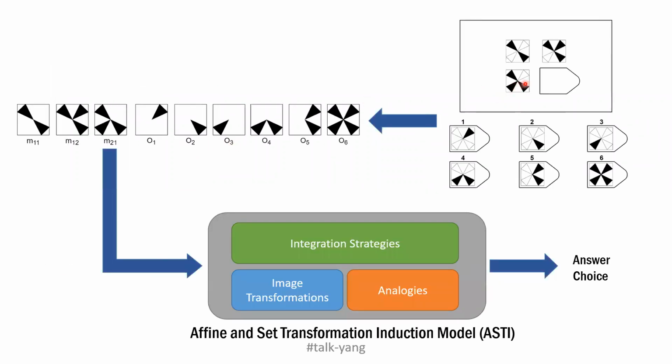So here is an overview of our system. We first take the scanning image of the test problem from the booklet, and then we cut the scanning image into smaller images where each smaller image represents an individual matrix entry or an option. And then we feed these smaller images into our model, which is composed of three important components: the integration strategy, image transformation, and the analogy. And it will output the answer choices.